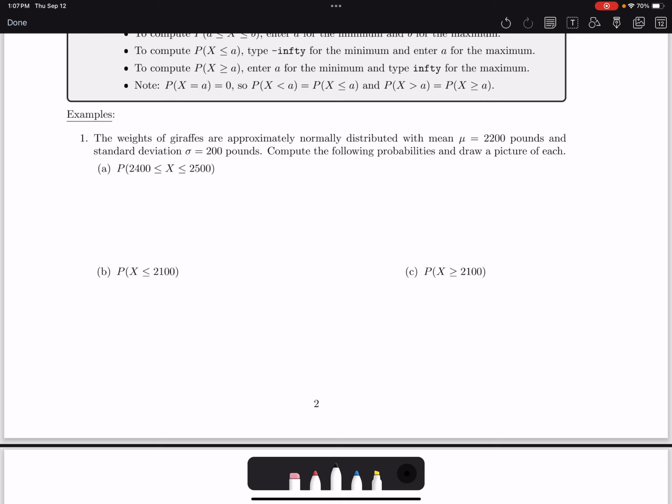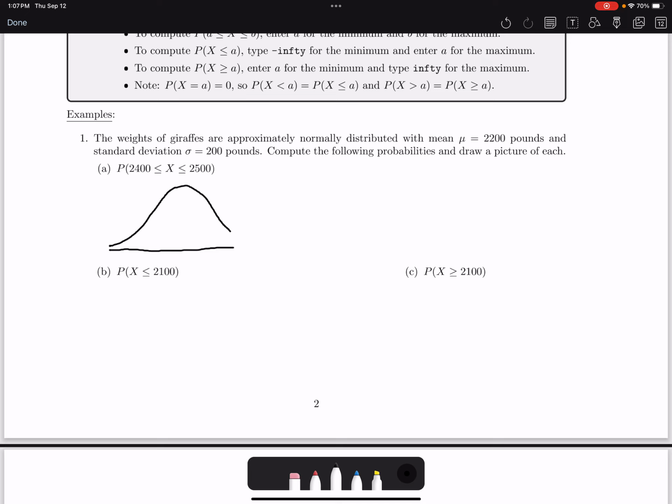Number 1 here says, the weights of giraffes are approximately normally distributed with mean mu equals 2,200 pounds and standard deviation sigma equals 200 pounds. Compute the following probabilities and draw a picture of each. So for part A, we want the probability that x is between 2,400 and 2,500. It'll be easier to draw the picture once we do the calculation in Desmos, but we can get a decent looking picture now. So let's just draw a quick picture of this.